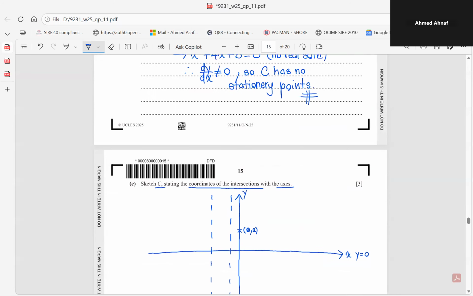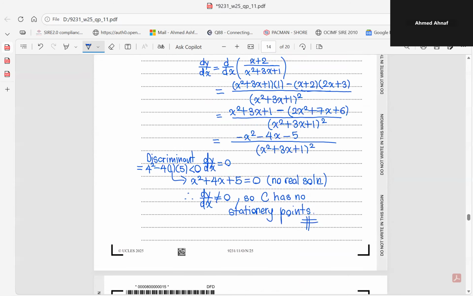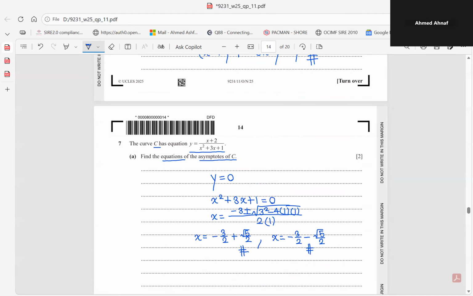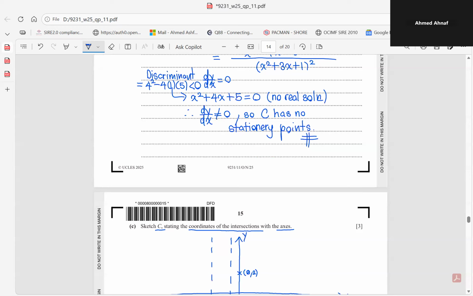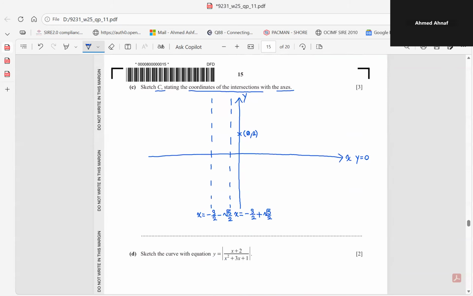Okay, and then for the x-intercepts, just equate the numerator with 0, then you'll get x equals negative 2, which is somewhere here. Yep, this is negative 2. Yeah, this is like the only coordinate. Okay. All right.